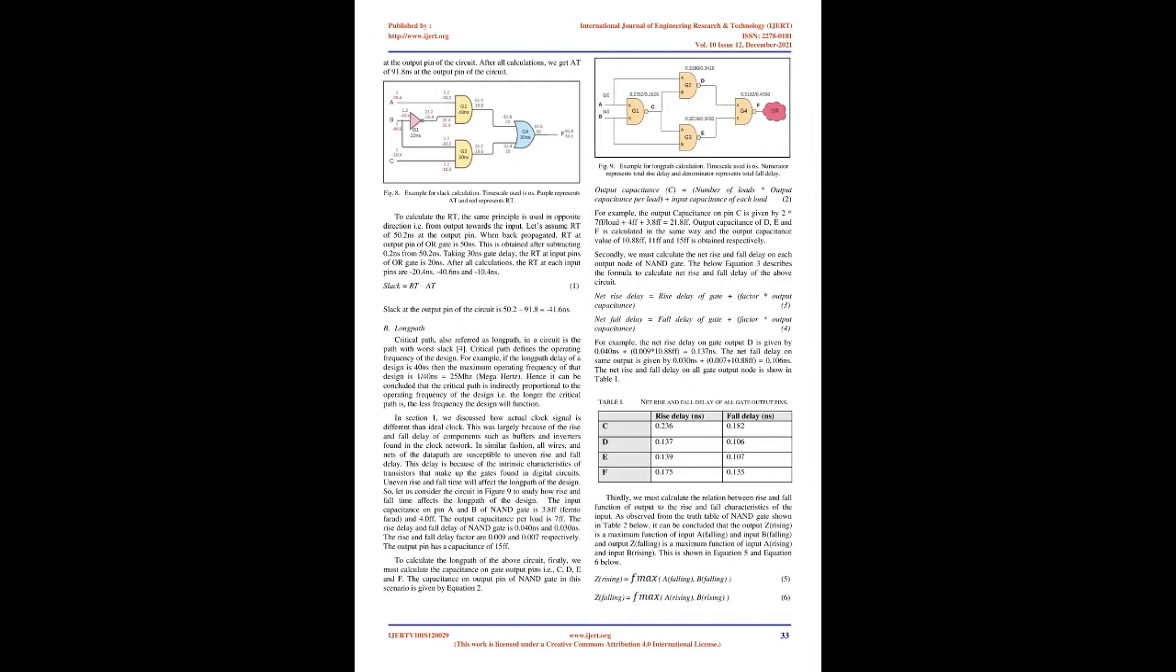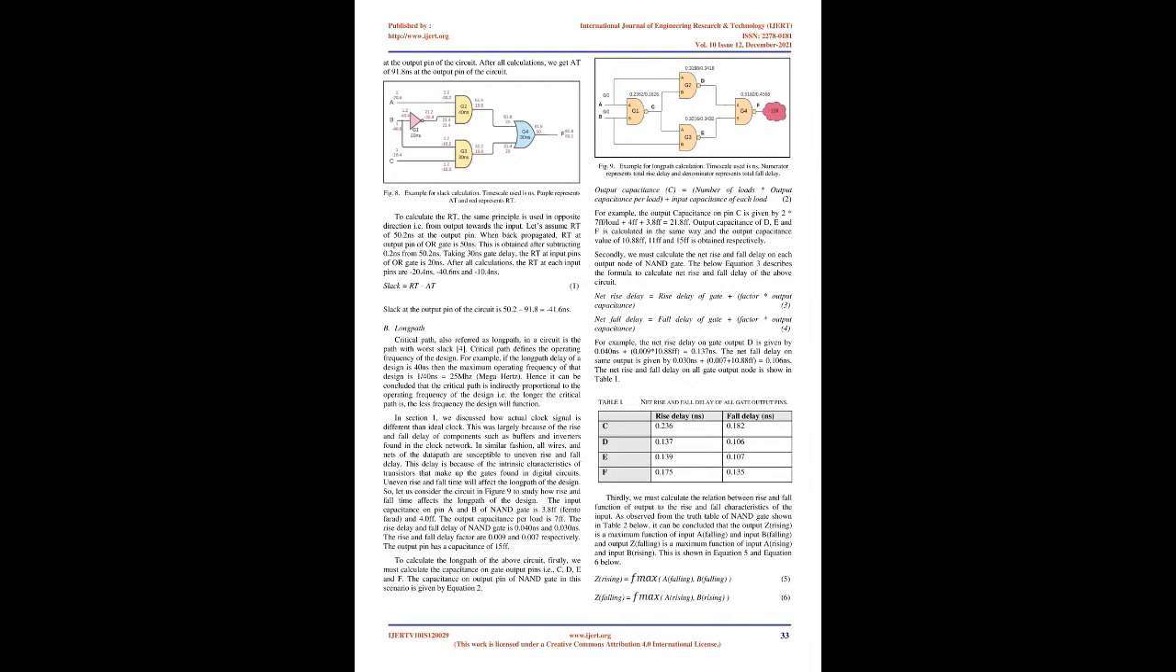To calculate the RT, the same principle is used in the opposite direction, i.e. from output towards the input. Let's assume an RT of 50.2 ns at the output pin. When back-propagated, RT at the output pin of the OR gate is 50 ns. This is obtained after subtracting 0.2 ns from 50.2 ns. Taking 30 ns gate delay, the RT at the input pins of the OR gate is 20 ns. After all calculations, the RT at each input pin is -20.4 ns, -40.6 ns and -10.4 ns.